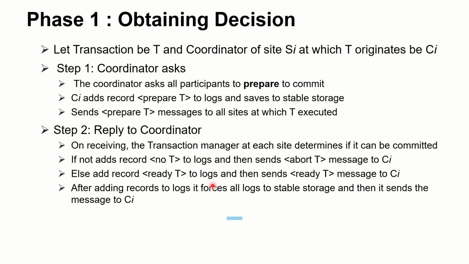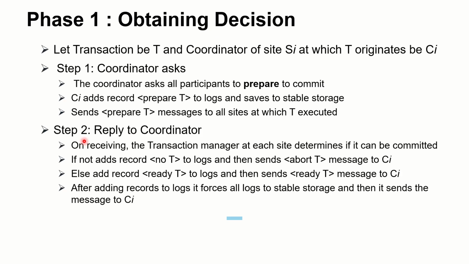The coordinator asks all participants to prepare to commit. Before sending this message to all the participants, Ci adds the record prepare T to its log. This means it will send the prepare T message to all the sites at which transaction T has executed. So after adding this record to the log, it sends the prepare T message to all the sites at which T executed.